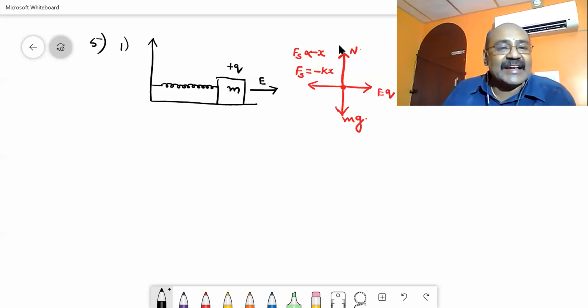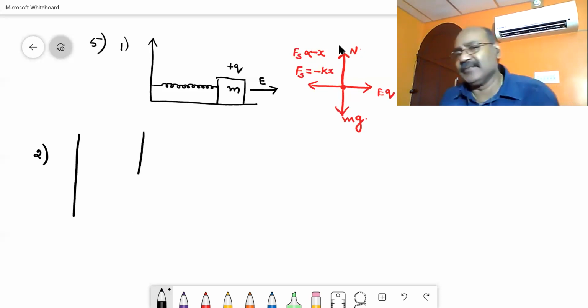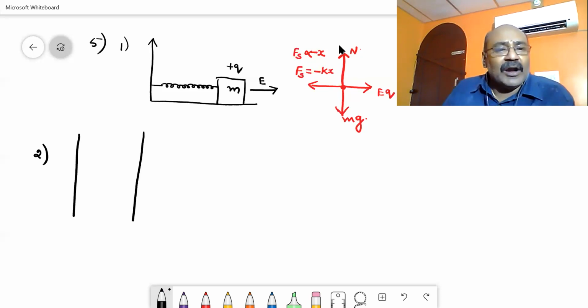What is the second situation or the activity given? They have considered 2 conductors which are kept parallel to each other. In one of the conductors, the charges given are considered to be positive.